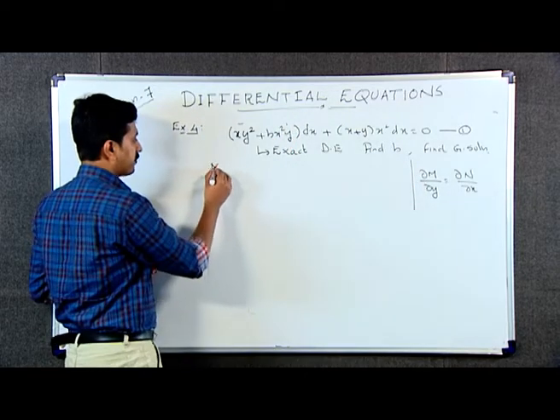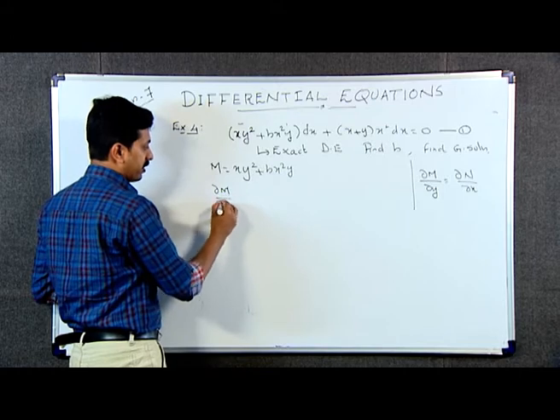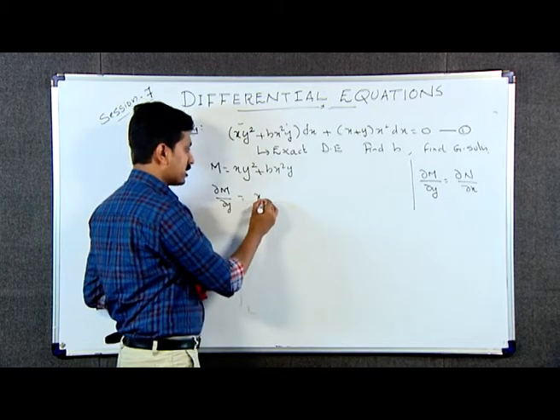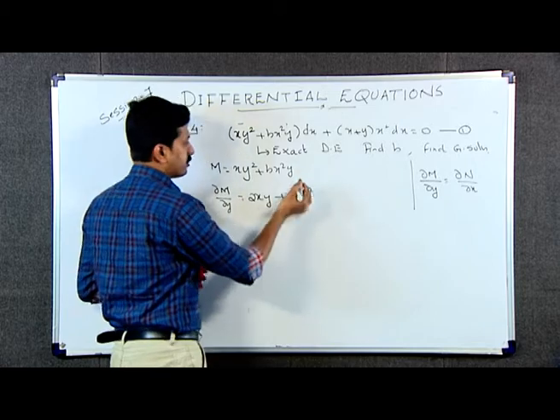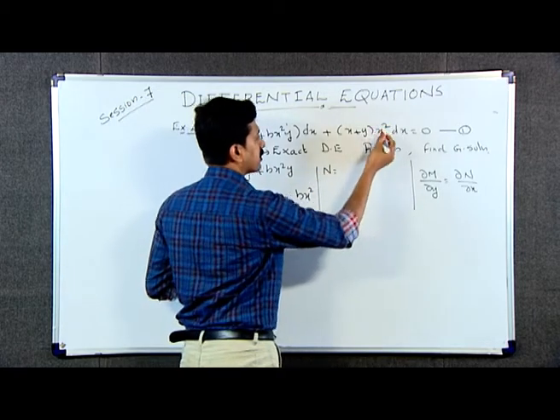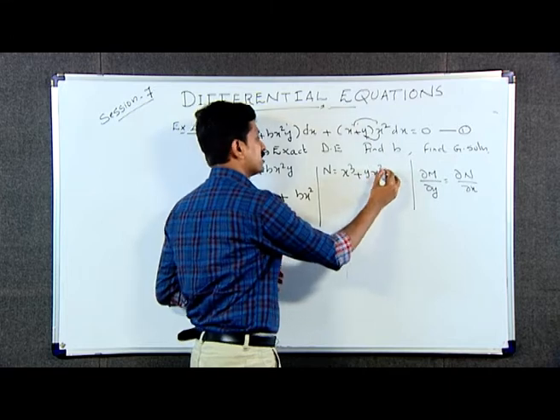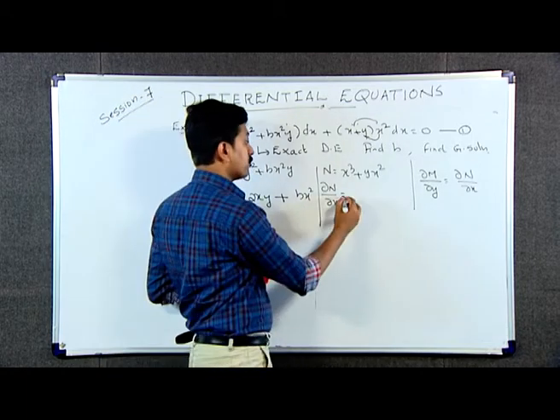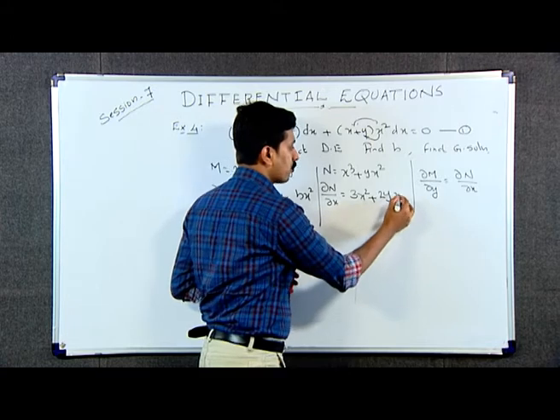We have M is equal to xy² + bx²y. Therefore, ∂M/∂y is equal to the partial derivative with respect to y. x is a constant, and the derivative of y² is 2y, plus bx² into the derivative of y, that is 1. This is ∂M/∂y. We have N equal to, multiplying x² to both the parts, x³ + x²y. Now, we differentiate N with respect to x partially. The derivative of x³ is 3x². The derivative of y into x² is 2yx.